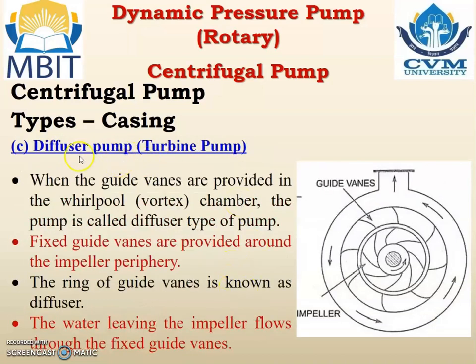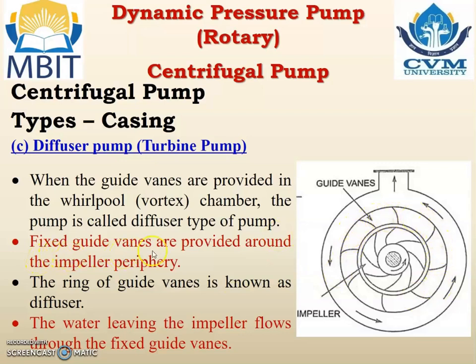And the third one is the diffuser pump, also known as the turbine pump. When the guide vanes are provided in the whirlpool chamber, or the vortex chamber, or the imaginary circular gap, the pump is called a diffuser type pump or a turbine type pump. So here you can see the guide vanes are provided.